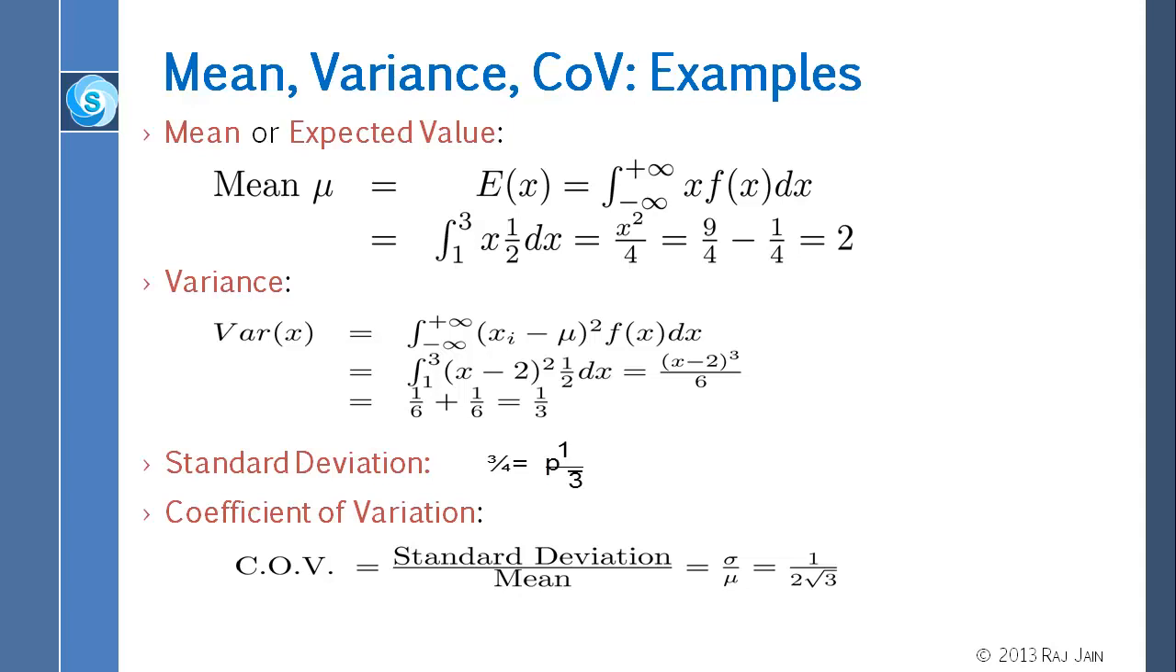Everybody feels comfortable doing this integration, differentiation? Okay. Alright, since this is 1/3, the standard deviation is the square root of that, 1 upon square root of 3. The coefficient of variation is sigma upon mu, which is 1 upon square root of 3 divided by 2, so 1 upon 2 times the square root of 3.